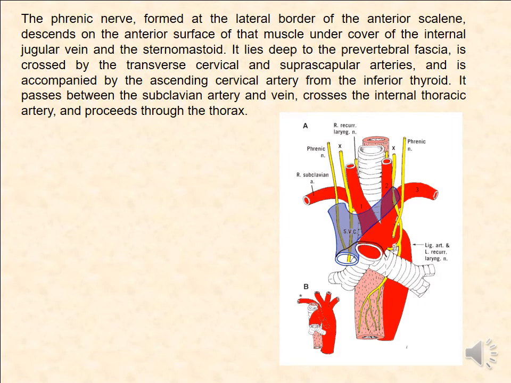The phrenic nerve forms at the lateral border of anterior scalenus and descends on the anterior surface of the muscle, under cover of the internal jugular vein and the sternocleidomastoid muscle. It lies deep to the prevertebral fascia, is crossed by the transverse cervical and suprascapular arteries, and is accompanied by the ascending cervical artery from the inferior thyroid artery. It passes between the subclavian artery and vein, crosses the internal thoracic artery, and passes through the thorax.